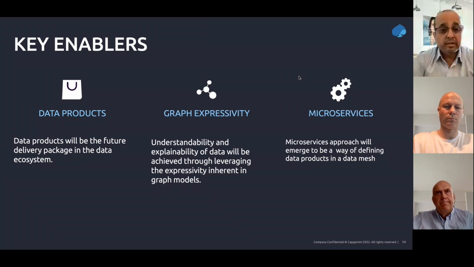And that one is the data product thinking, which is how data will be delivered in future. And then for the continuum, a key element is graph expressivity, which improves the understandability and explainability of data. And then also looking at a more software construction way or a data construction way, how will we package these data products? And that's where the whole microservices approach will influence architectures.